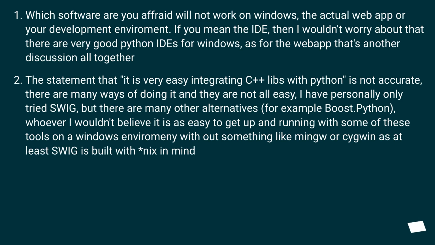The statement that it is very easy integrating C++ libs with Python is not accurate. There are many ways of doing it and they are not all easy. I have personally only tried Swig, but there are many other alternatives, for example boost.python. However, I wouldn't believe it is as easy to get up and running with some of these tools on a Windows environment without something like MinGW or Cygwin, as at least Swig is built with *nix in mind.